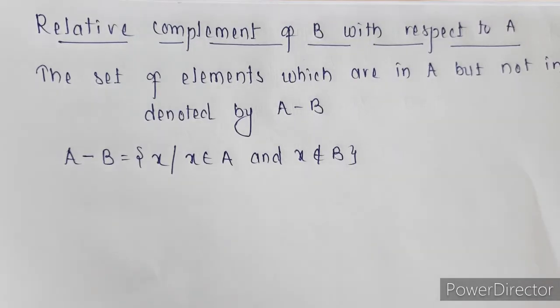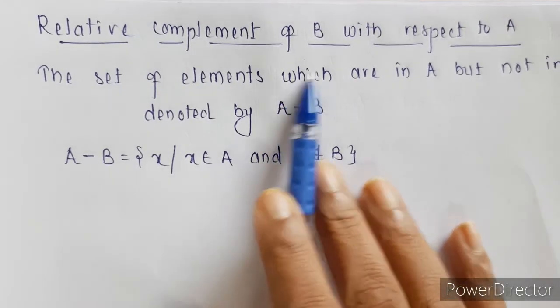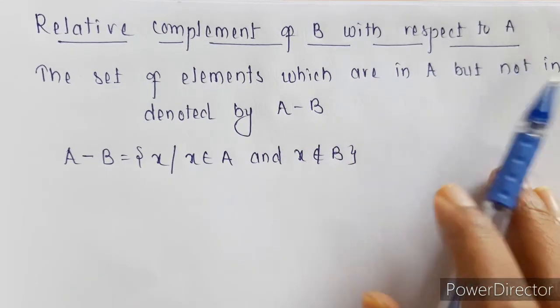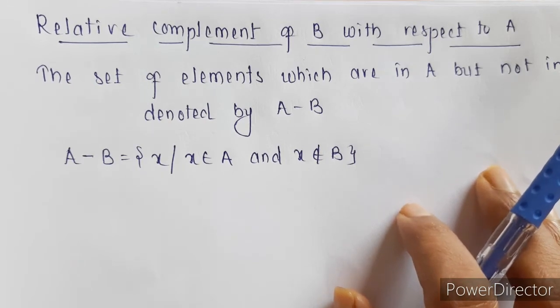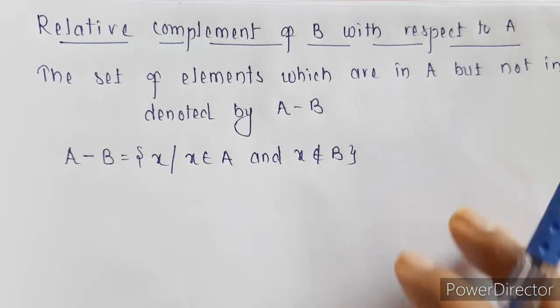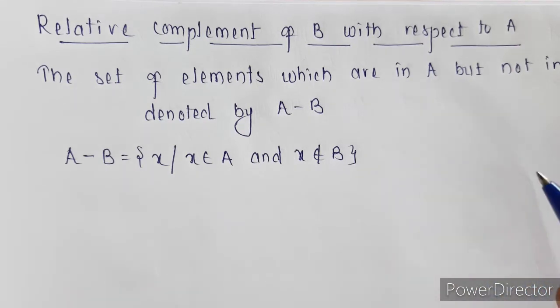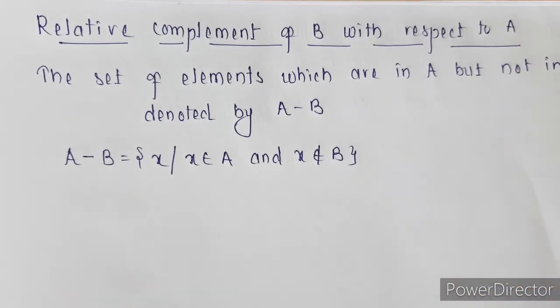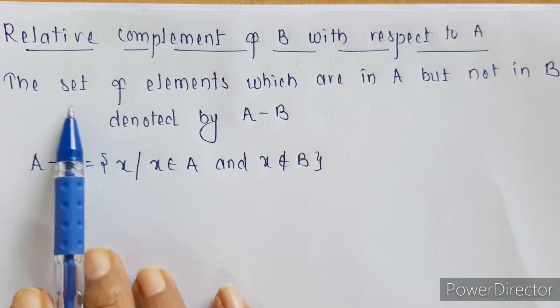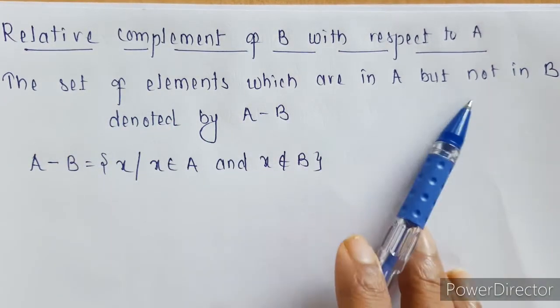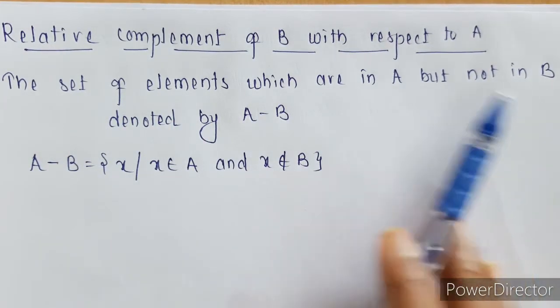In this video, we will be discussing relative complement of B with respect to A and then A with respect to B. We have already discussed complement. We have discussed complement of A with respect to universal set, or complement of set B again with respect to universal set. But now, we are discussing complement of B with respect to A, or set A with respect to B.